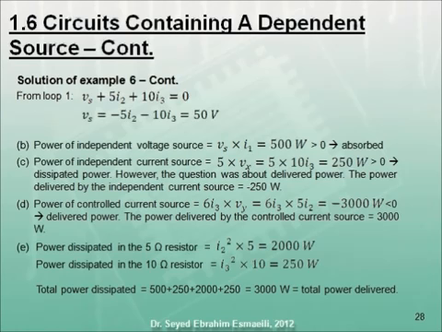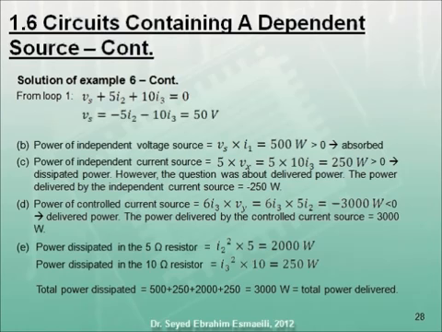The current of the dependent source is flowing in the direction of the voltage drop of Vy. Hence, the power equation is written as P equals 6I3 times Vy, which equals minus 3000 watts. Since the power is negative, it means that it's being delivered or generated. Our answer should be that the power delivered by the controlled current source is equal to 3000 watts.